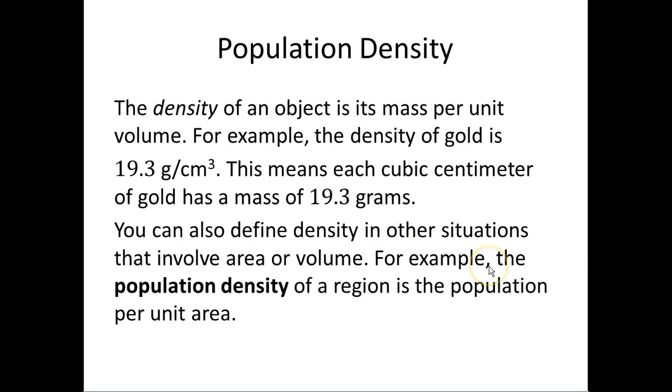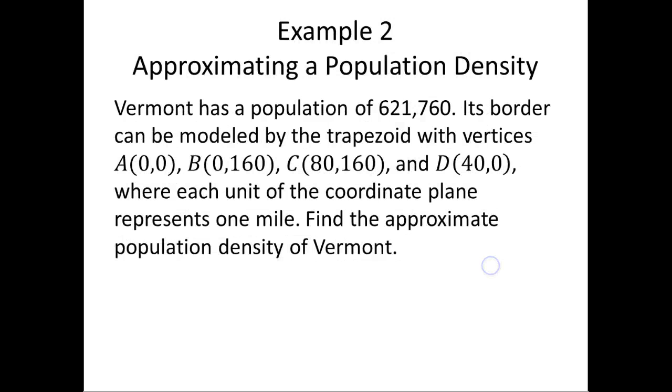Okay, the density of an object is its mass per unit volume. For example, the density of gold is 19.3 grams per centimeter cubed. This means that each cubic centimeter of gold has a mass of 19.3 grams. You can also define density in other situations that involve area or volume. For example, the population density of a region is the population per unit area.